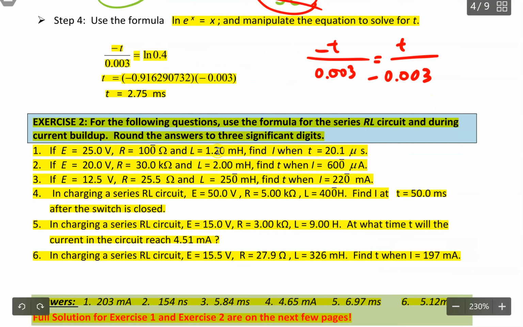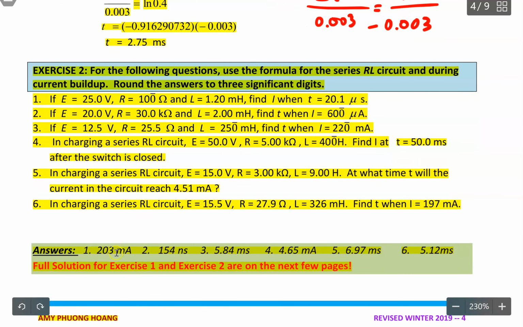I would like everyone to try exercise number 2. It has a lot of questions for you to work on. Numbers 1 to 3 are basically finding the current. If I don't mention otherwise, like in charging an R series RL circuit up here, it also means that I'm charging an RL circuit. Everything is listed here for everyone, and the answer is actually given for you as well.